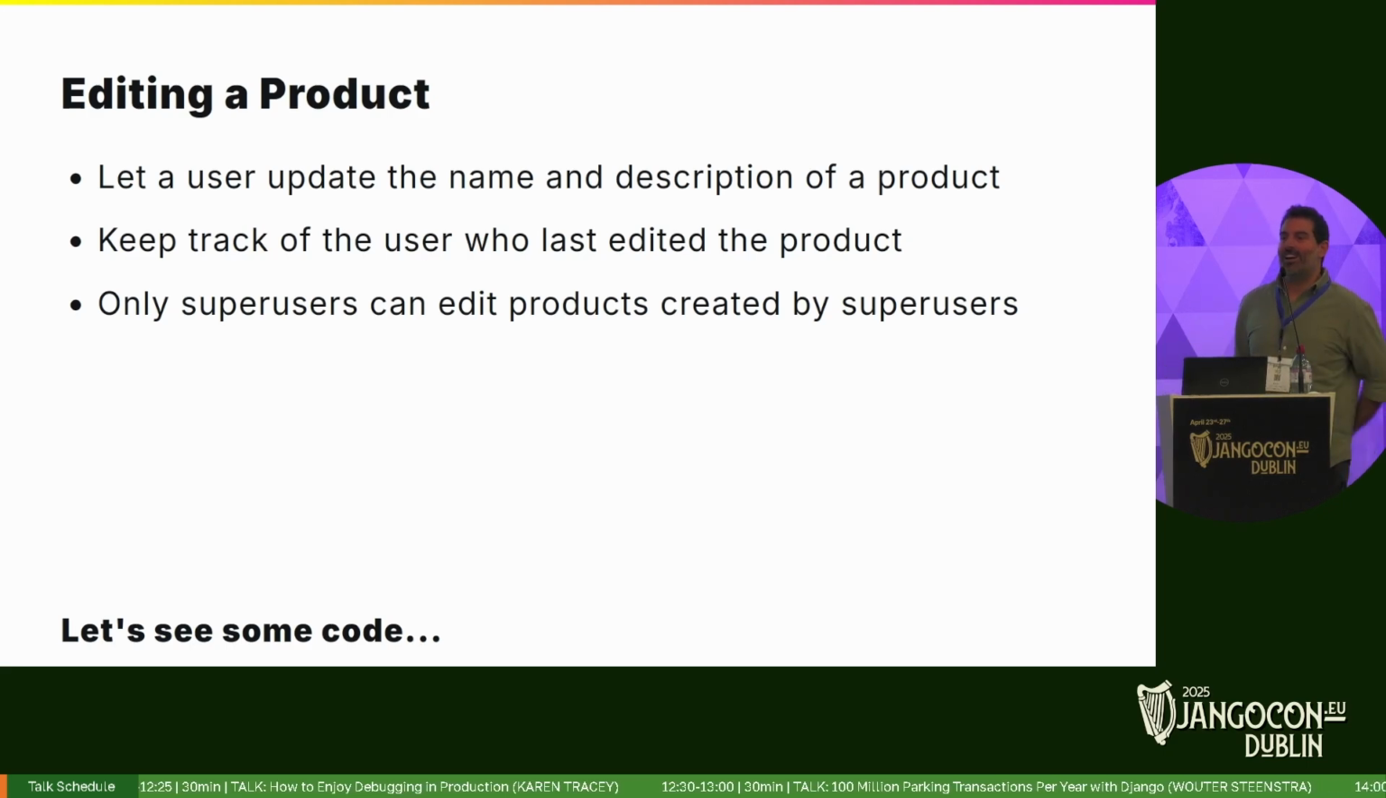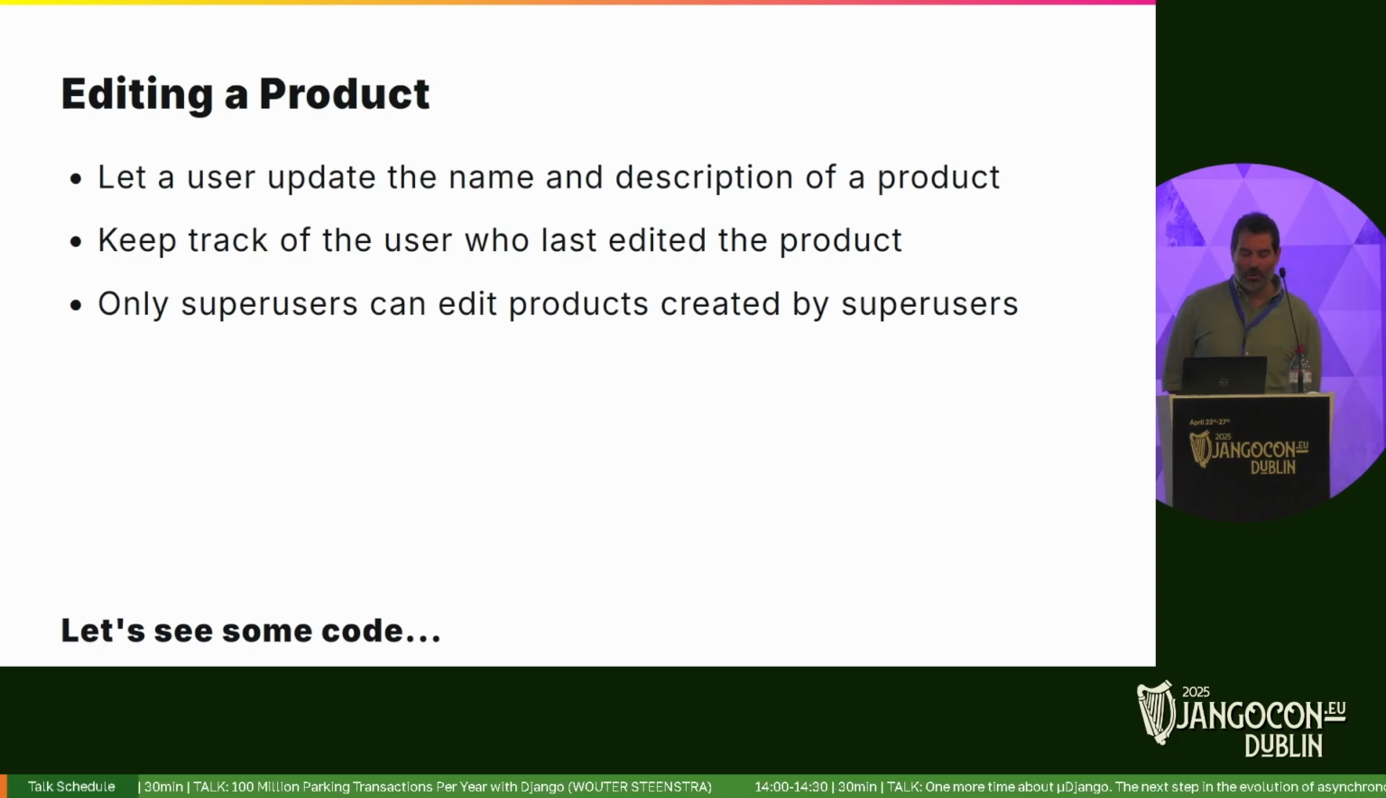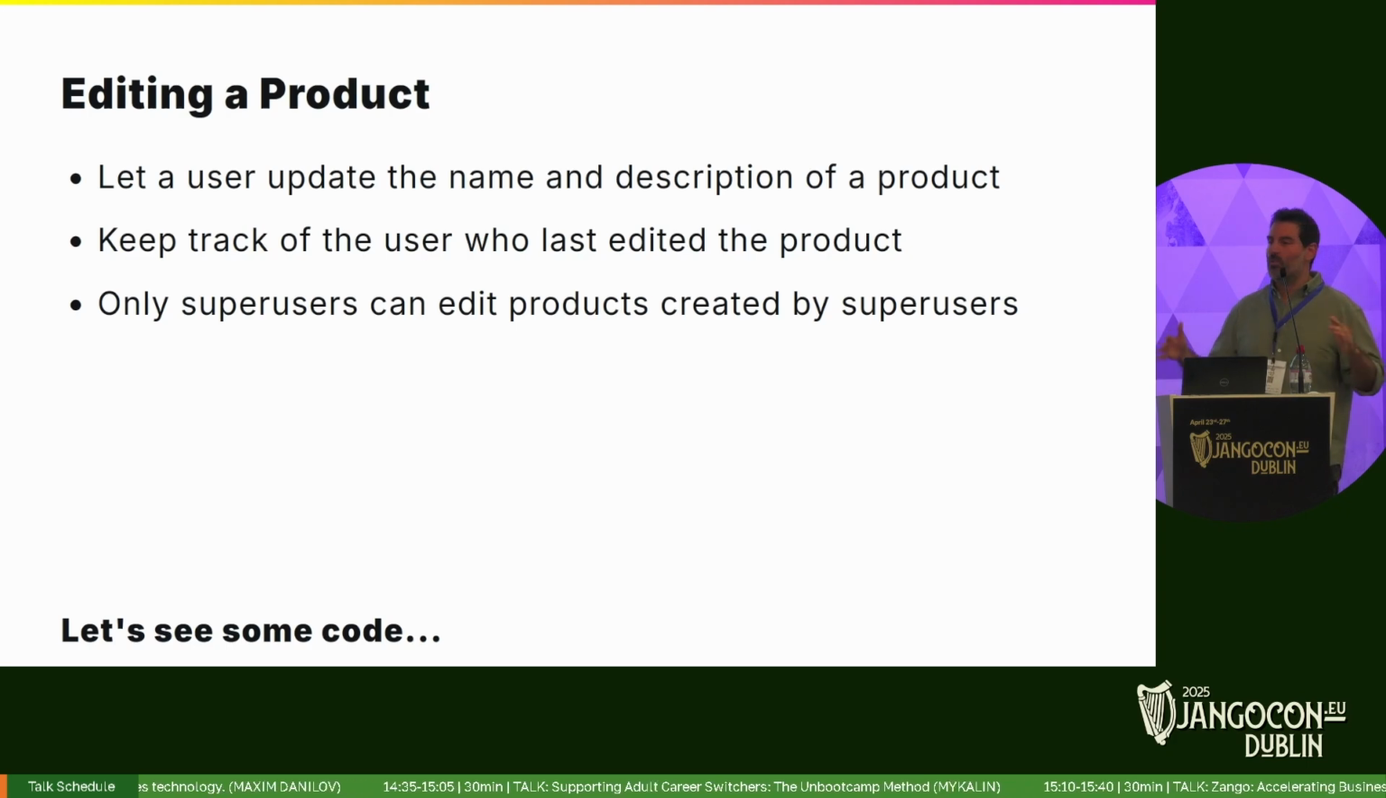So let's add a function, a process of editing a product. And these are our requirements. This is what we actually want to implement, okay? So we want to update the name and description, okay? And we also want to keep track of the user who last edited the product. And we also want to implement a business rule where we want to prevent non-super users from editing products that were edited by other super users, okay? You can translate it to whatever permission checks you have in your systems.